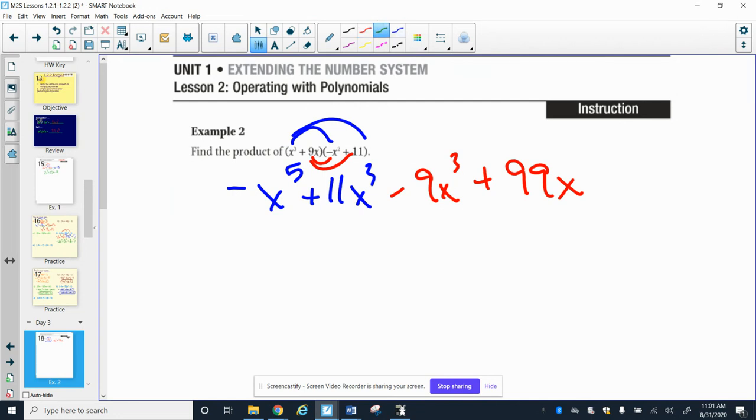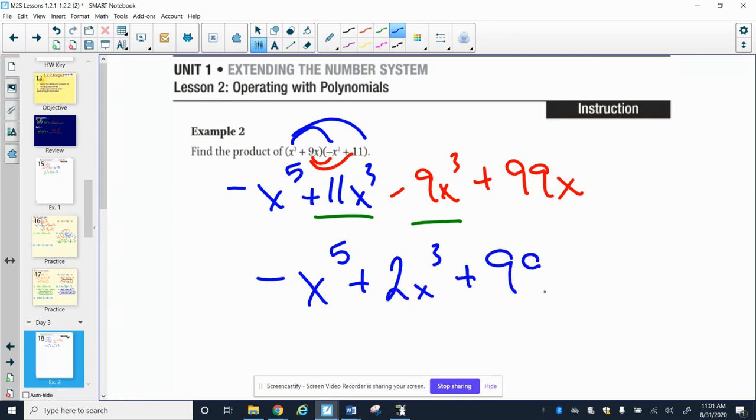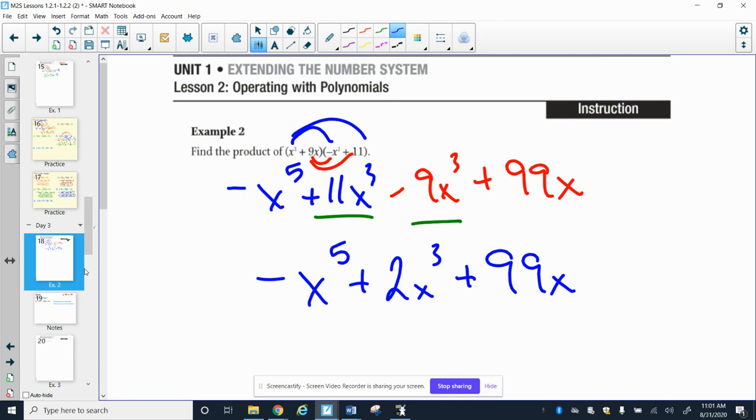Okay, now we look for like terms. So we do have some like terms: the positive 11x to the third and then negative 9x to the third. So fully simplified, we'd say our answer is negative x to the fifth plus 2x to the third plus 99x. That's standard form. Our exponents are in descending order. Okay. That was still a 2 by 2, where we had a binomial and a binomial.